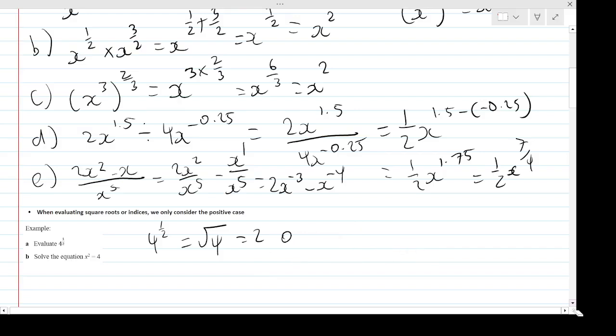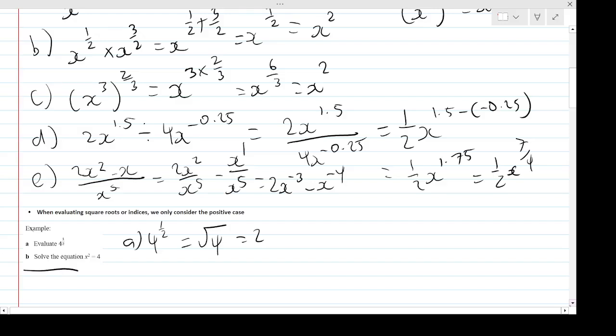The idea is that when we just want a single answer, we don't want multiple answers. When we evaluate something like this, I just want one single answer as an output. This is how we take it: we take the positive. The square root is positive, so you just get one singular answer. The whole idea is we are not solving an equation, and that's part A.